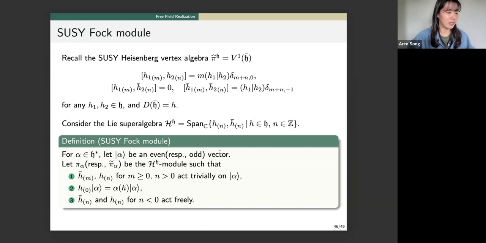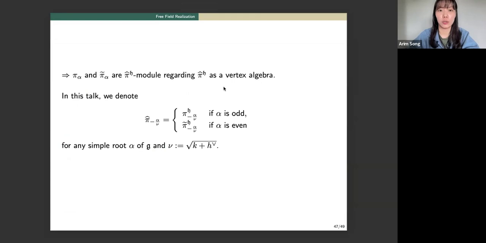Even though we define the supersymmetric Fock module as a Lie superalgebra module, it turns out to actually be a vertex algebra module if we just forget the supersymmetric theory and regard the supersymmetric Heisenberg as a vertex algebra. So in this talk, we'll fix the notation. We'll denote this pi hat minus alpha over nu like this. If alpha is some odd root, then we'll let the highest weight vector be even, with the reverse parity. If alpha is an even root, then we'll let the highest weight vector be odd. Here nu is just a square root of k plus h, just some constant.